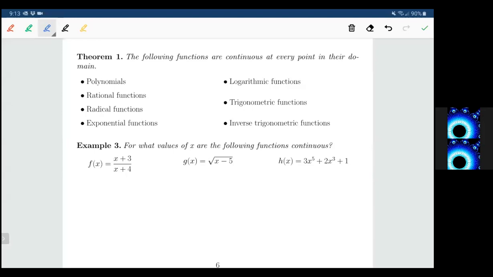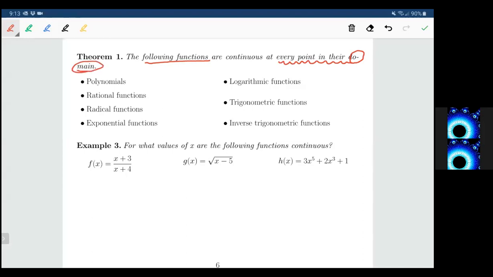When determining the continuity of a function, it's helpful to know about classifications of certain functions and whether or not they fall into the criteria for continuity automatically. So we have a theorem, which will be very helpful for us. The following functions are continuous at every point. Now here's the important part: it's in their domain.